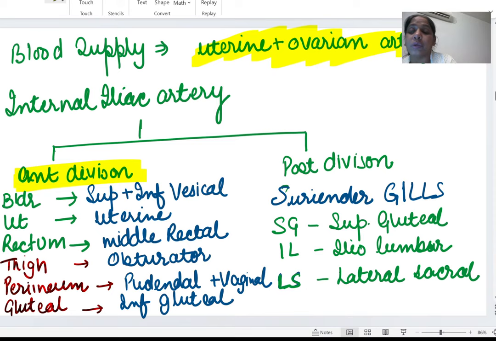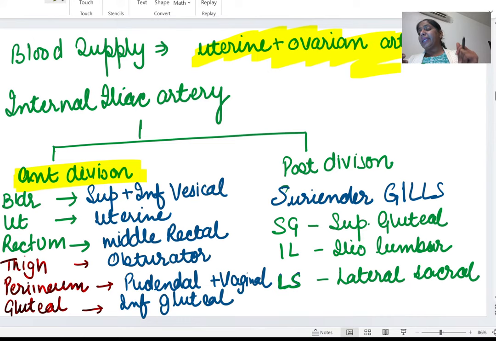That is why we ligate it. Along with uterine, you also have to write ovarian. Ovarian artery is also ligated. When there is PPH, after ligating uterine, we ligate ovarian. Then we ligate the anterior division of the internal iliac artery. What is the internal iliac division?